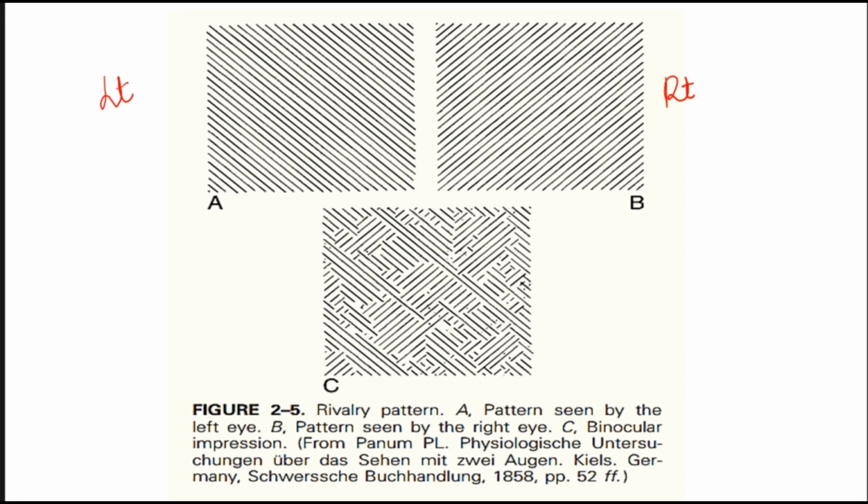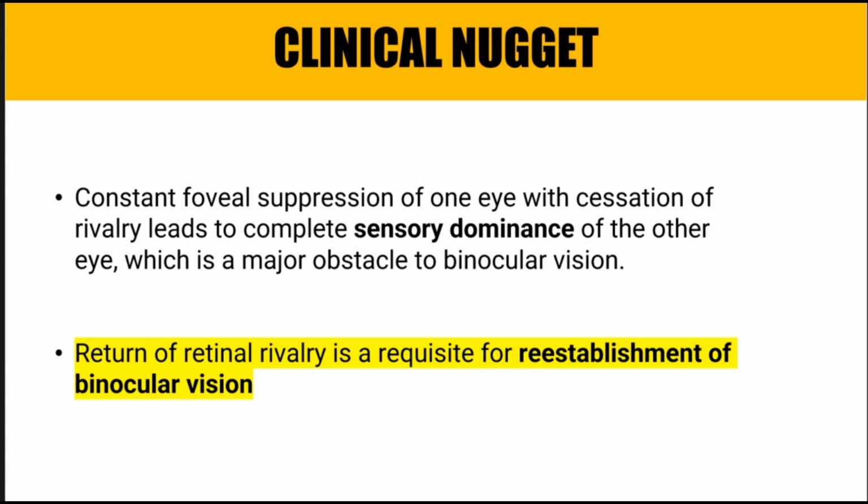So what did we see in our example? In the left eye, the lines are traveling from the left side above to the right side downwards. Whereas in the right eye, what is the right eye seeing? The right eye is seeing a pattern in which the lines are traveling from right above to left downwards, right? Because these images are not fusible, what the brain is going to interpret is a mosaic of different lines which are traveling in different directions. So that is what is meant by retinal rivalry, right?